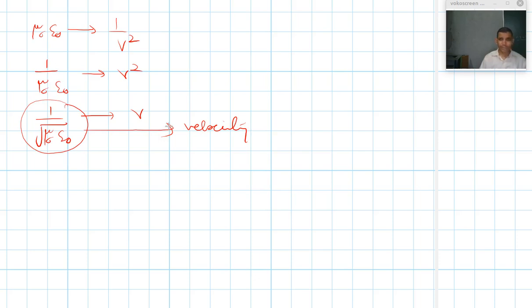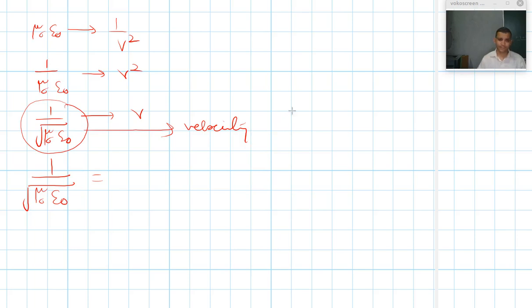So let us see whether this is equivalent to velocity or not, or what type of velocity it is. For that, let us do one thing. Let us try to find out the value of 1 over mu naught epsilon naught under the root. So let us put in their values.